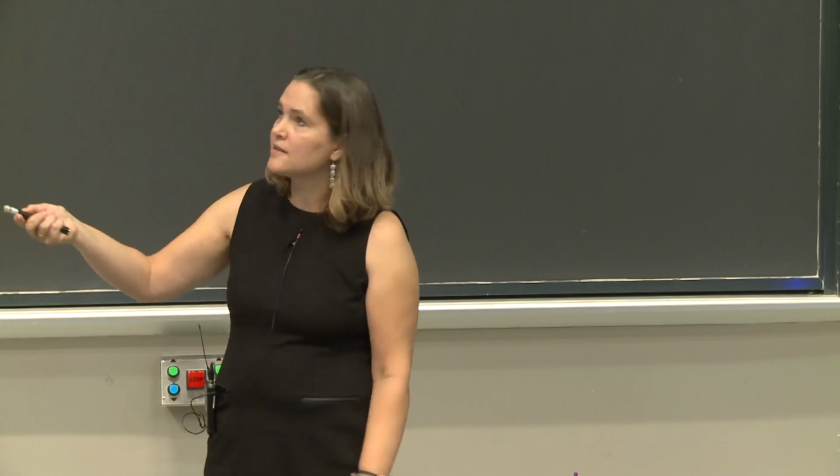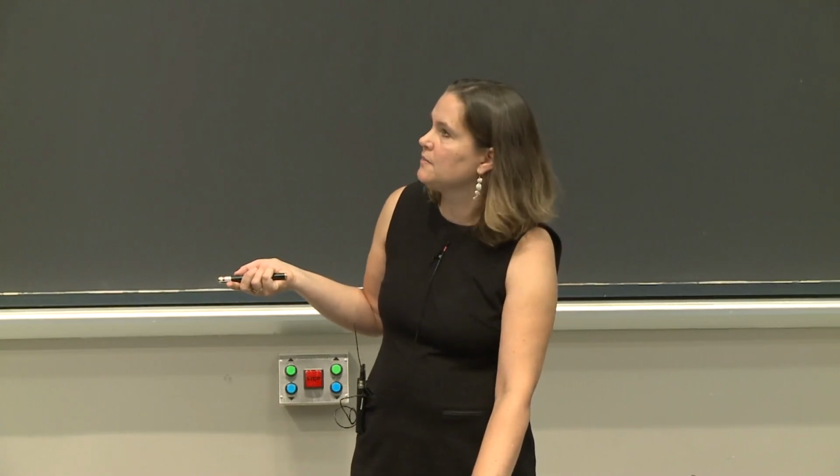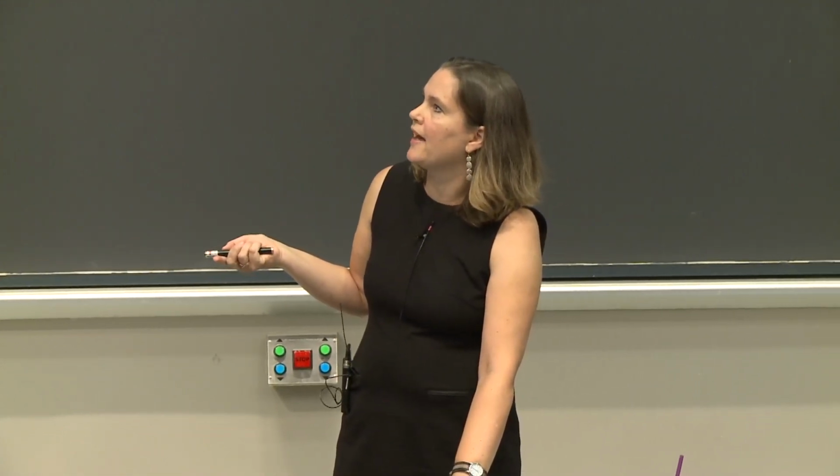So there are trends. Across the periodic table, what matters is the Z effective. See, everything we've learned about it comes back. If you didn't learn it on exam 1, still learn it because we're going to use it again. Across the periodic table, Z effective matters. Down the periodic table, n, the principal quantum number, matters. So how do these matter?